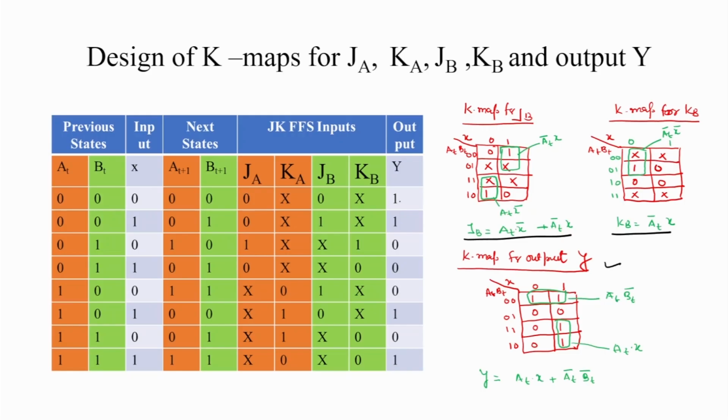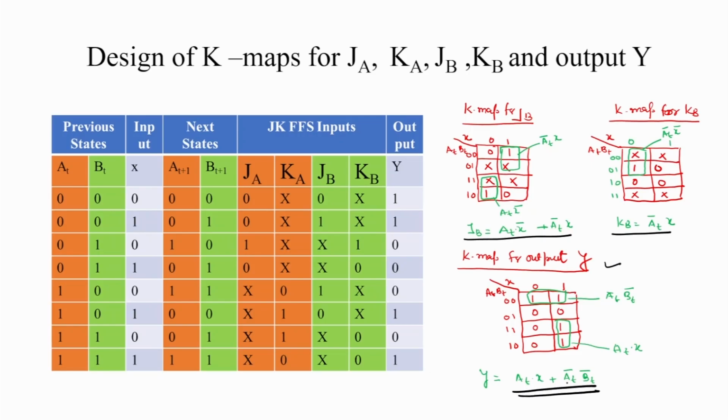We find a K map for Y. Here we can see 1 1 0 0, and similarly 0 1 and 0 1. There are two groups: this group represents AT complement BT complement, and this group represents AT into X, written here.